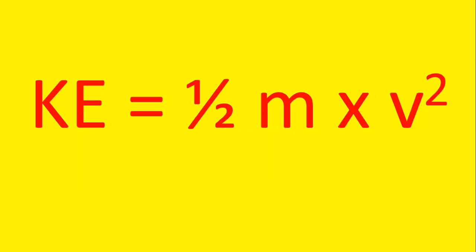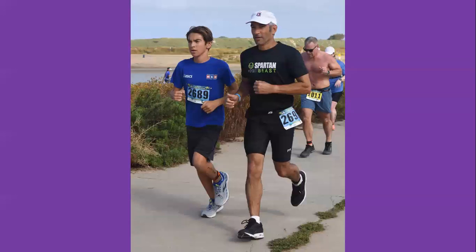This equation shows that an increase in velocity increases kinetic energy more than an increase in mass. If mass doubles, kinetic energy doubles as well. But if velocity doubles, kinetic energy increases by a factor of 4. That's because velocity is squared in the equation. Let's consider an example.